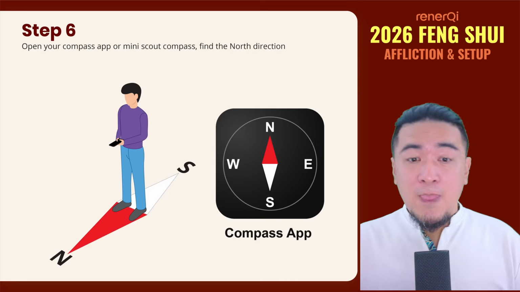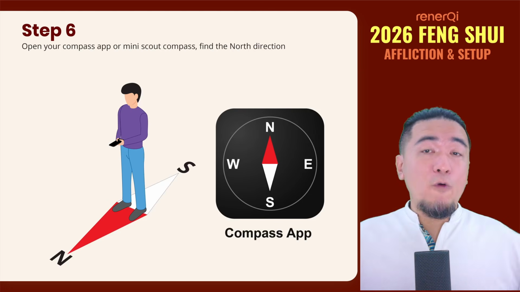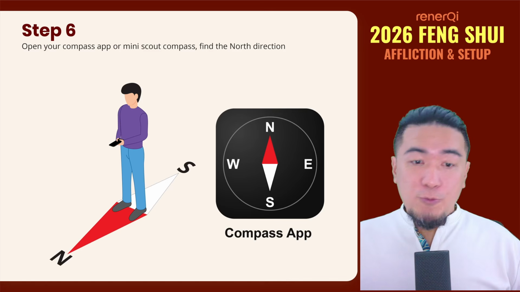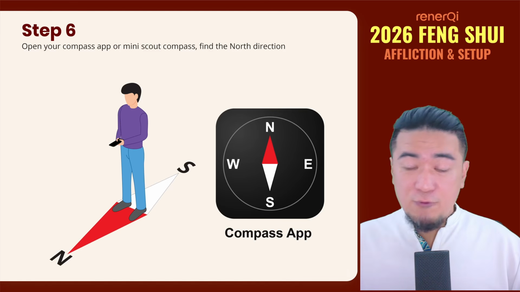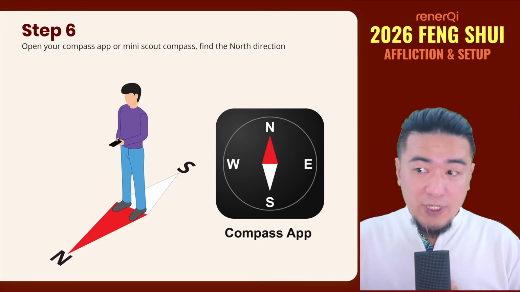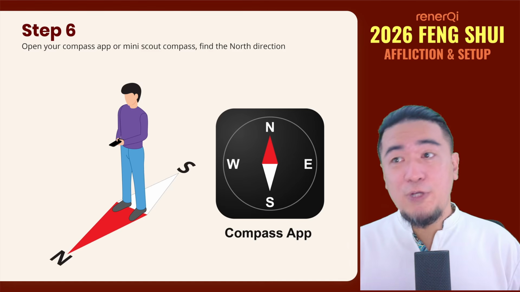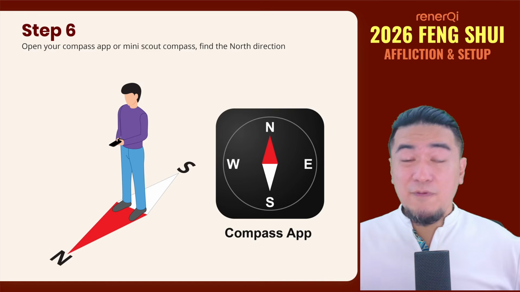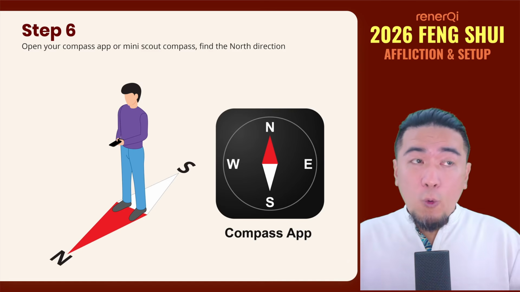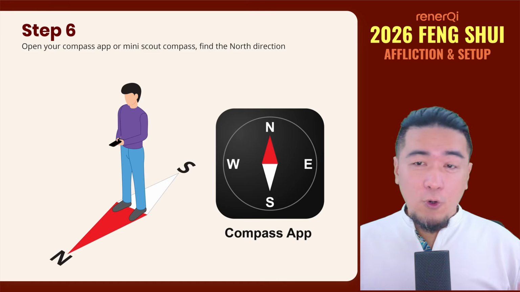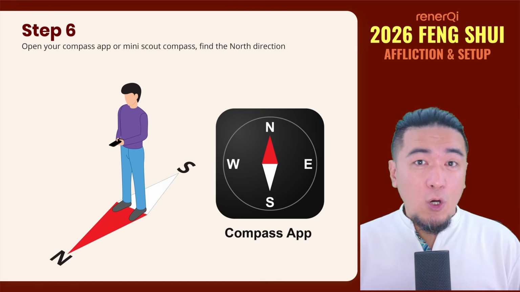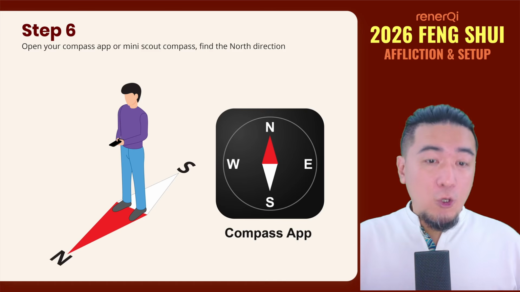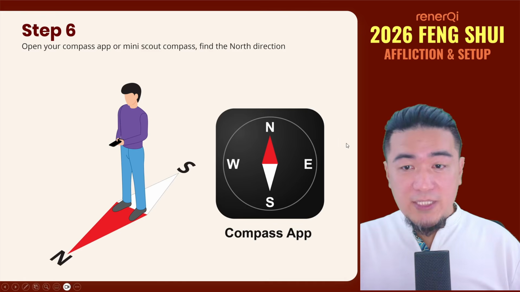It's very simple. Nowadays most smartphones already have a compass app, so just turn it on. You may need to recalibrate it to ensure you get the right directions. Or if you can't, you can consider getting a small scout compass, which is just a few bucks. Or you can go to a web browser and use Google Maps to find out the direction of your unit, if you know how to read it. So all you need to do is open up your compass app and go to the center of your house.